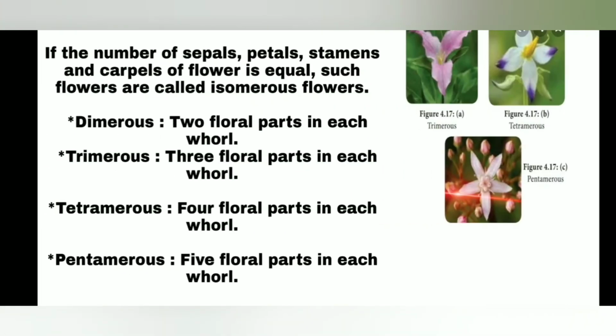If the number of sepals, petals, stamens and carpels of a flower is equal, such flowers are called isomerous flowers. Number 1, dimerous, 2 floral parts in each whorl. Trimerous, 3 floral parts in each whorl. Tetramerous, 4 floral parts in each whorl. Pentamerous, 5 floral parts in each whorl. The picture of trimerous, tetramerous and pentamerous is shown on the right hand side.